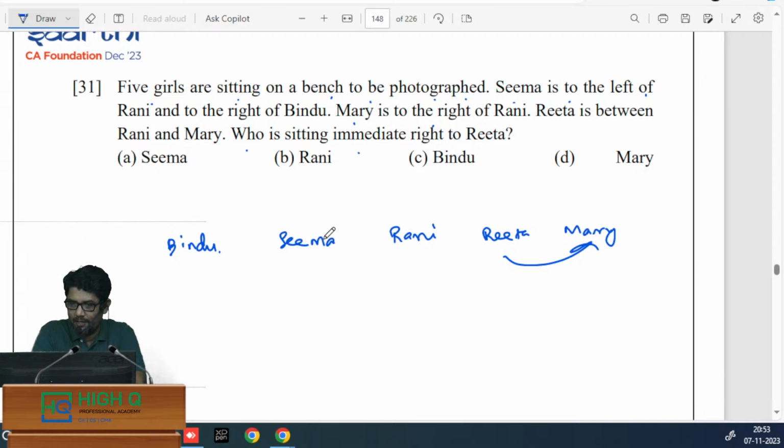Sir, when a photograph question comes, we have to change right and left. Why? They are not showing in the photograph, na. To be photographed, they are sitting. So the sitting position is the same only, na.